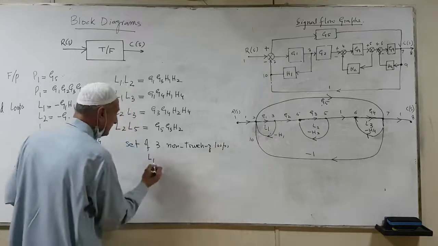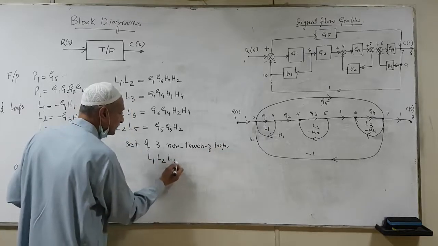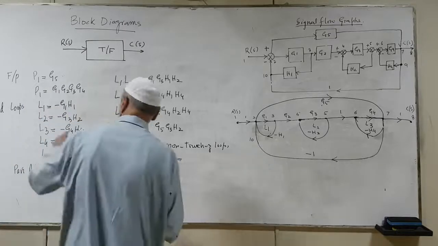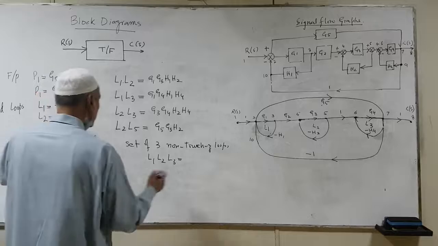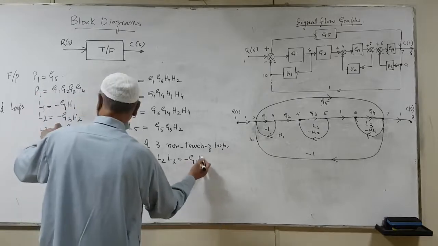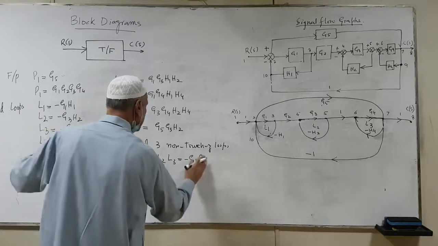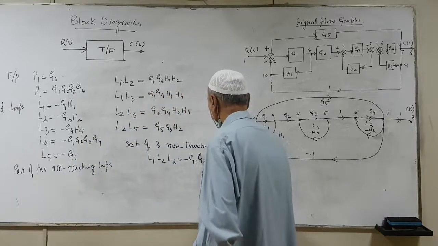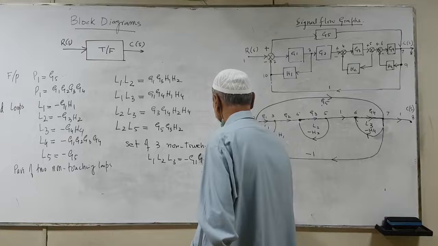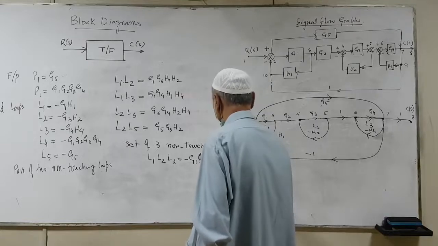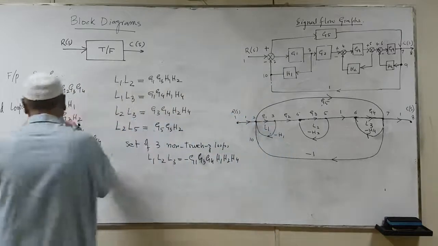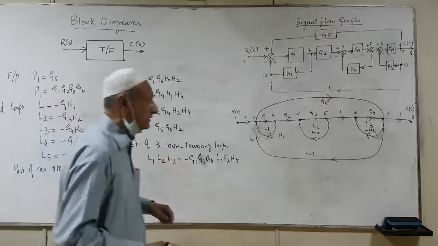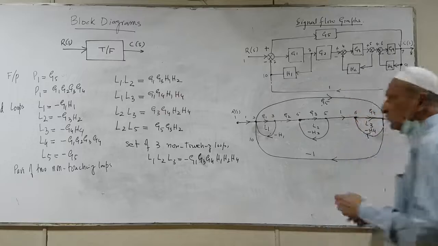And this is L1, L2, L3. Of course, we are interested in the product. Now if we go for the product L1, L2, L3, we have minus G1, H1, sorry, just put all the G's together first: G3, G4, H1, H2, H4. So the 2 negative signs will cancel out, leaving 1 negative sign. Now there is no other possibility.